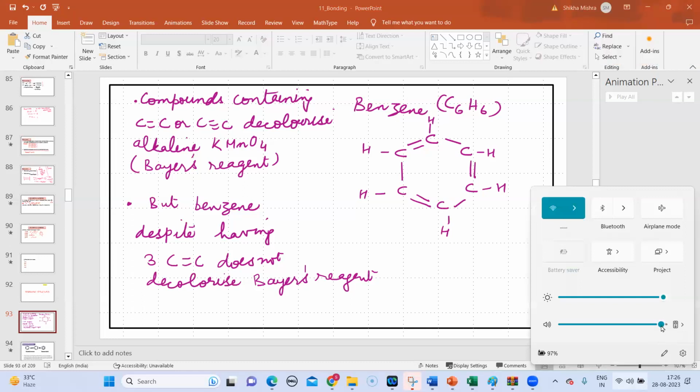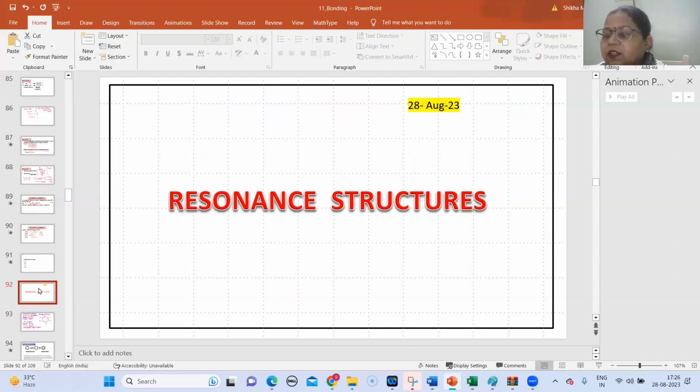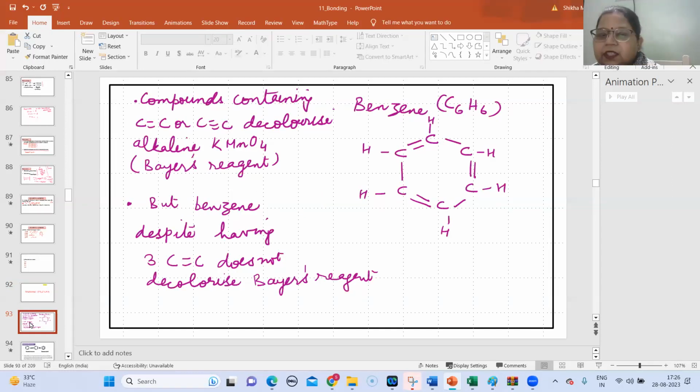In the last class, we were talking about the bond parameters, and one of them was resonance structures. So now let us move further. First, we will recall what we did. I stated a fact that benzene is the parent hydrocarbon, and it has alternate double bonds. As you can see on my screen, benzene is a 6-carbon atom compound in which there are alternate single and double bonds between carbon atoms, right?